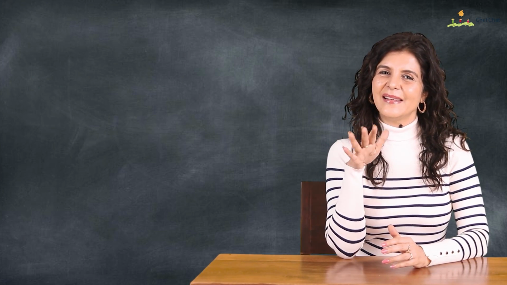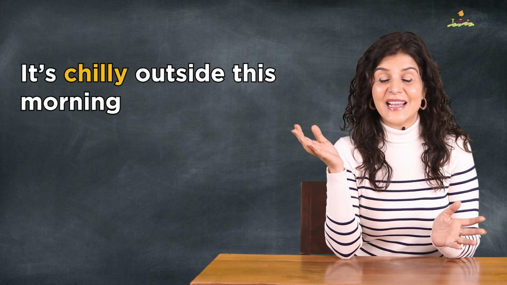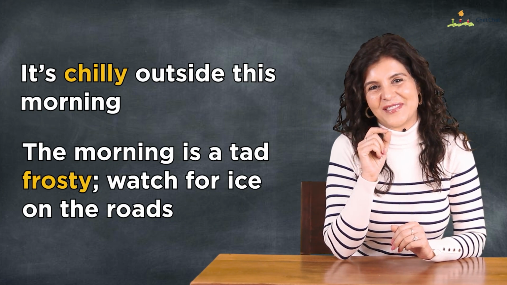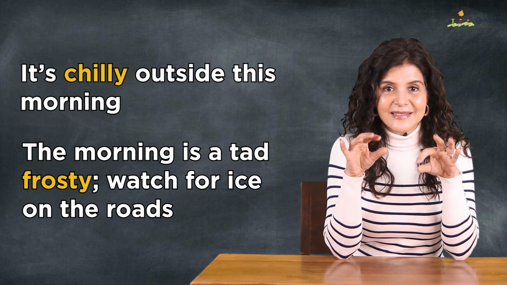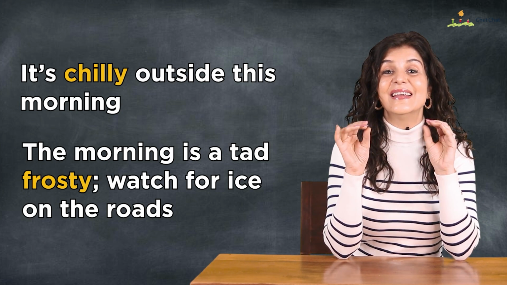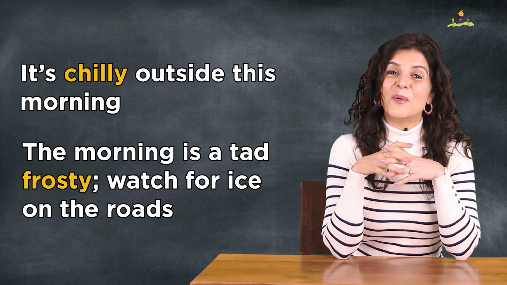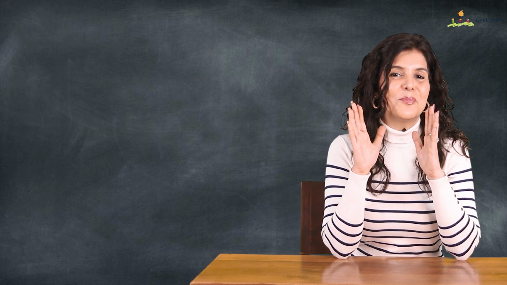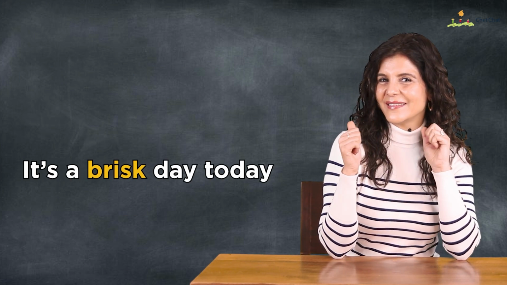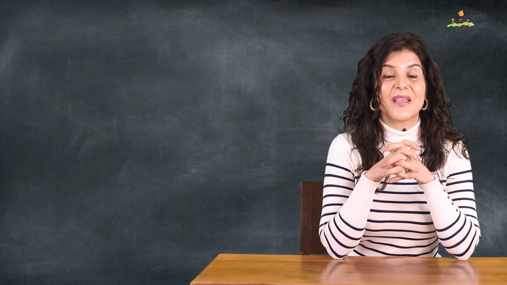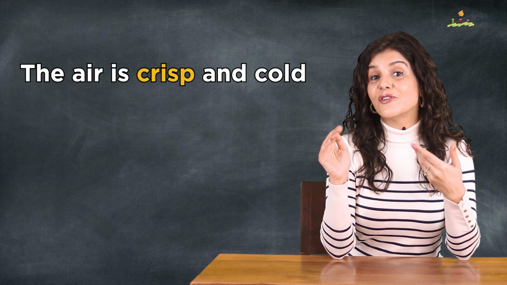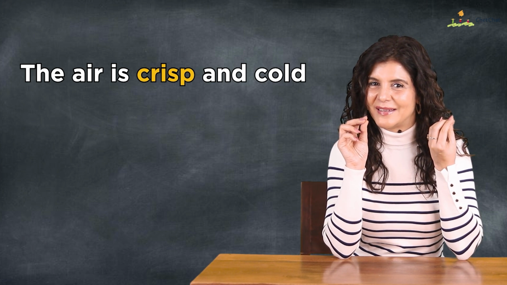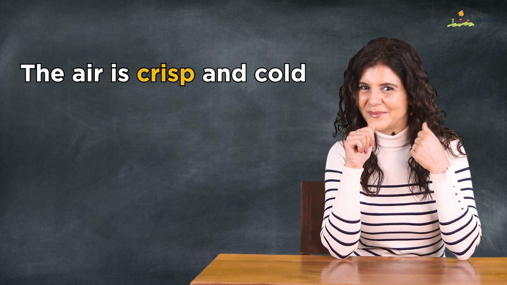If it's mildly cold, you can say it's chilly outside this morning. I like this one, a tad frosty. Like, when there's some icy stuff on the road, the frost, you can say it's a tad frosty. The morning is a tad frosty. Watch for the ice on the roads. It's a brisk day today. Brisk is a smart way to say cold. Or you can say the air is crisp and cold. Crisp is used for the air, which feels a bit cold and a little biting, like crisp, sharp.